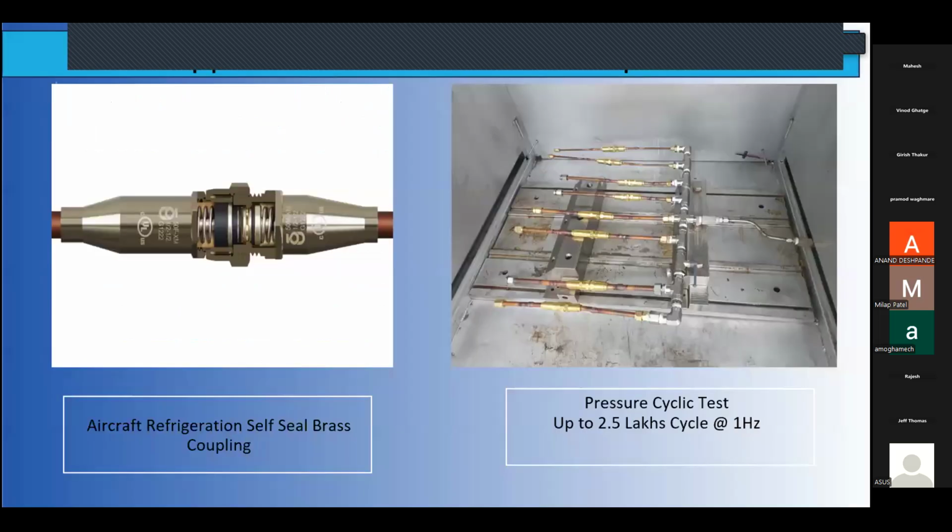So these are the few examples by which we tested the piped assemblies and hose assemblies together. Here you can see this is air-cut refrigerated self-seal brass couplers. This has been tested with respect to the pressure impulsation.